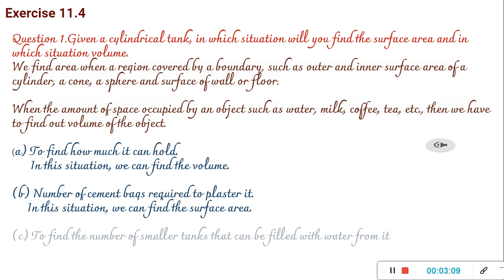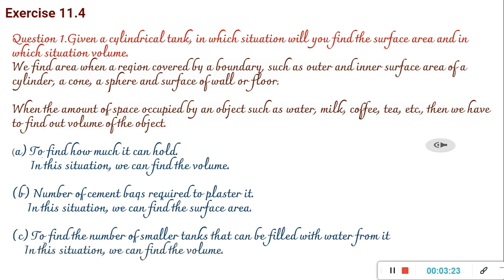To find the number of smaller tanks that can be filled with the water from it, we have to fill water, so it is space occupied, right? So in that situation, what do we have to find? We have to find the volume. So we can see that in A and C, we have to find volume. In case B, we have to find the surface area. Clear?